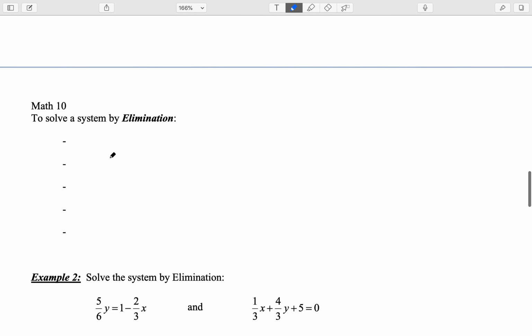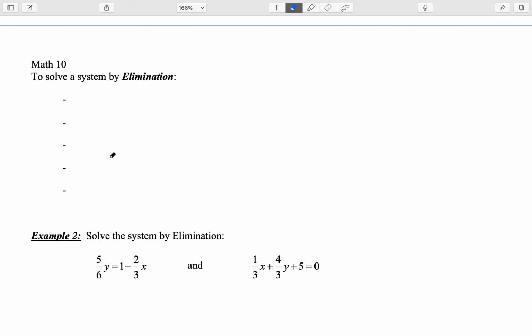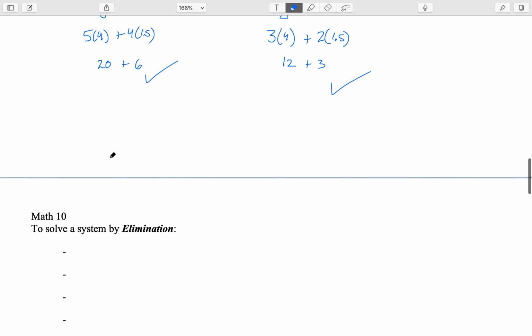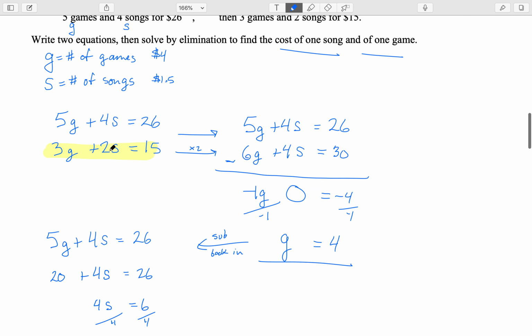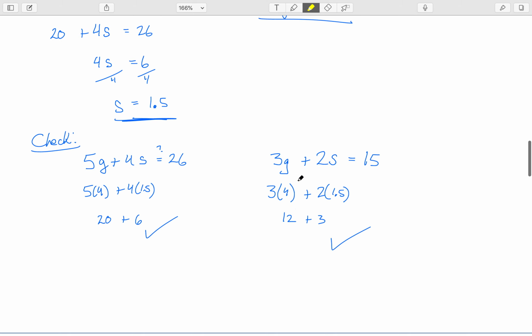So here are the steps we're doing for elimination. Really what we're doing is choosing a variable to eliminate. Like in this case, we got rid of the s's. Why? Because they're really close together. Double this one and they become the same. Once they're the same, I can cancel them out, because when I subtract, 4s take away 4s is 0. That's what you want. You want to eliminate one of them.